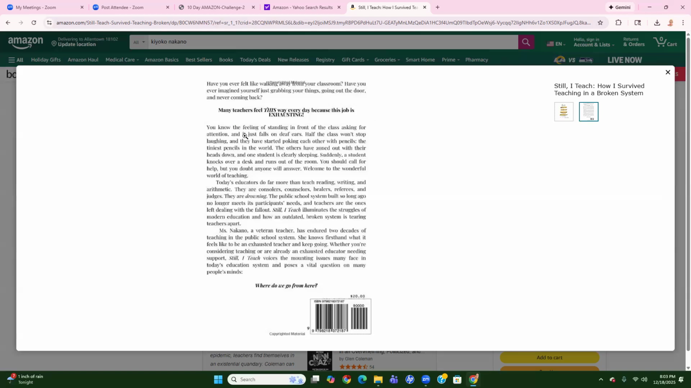Then she says, you know the feeling of standing in front of the class asking for attention and it falls on deaf ears? Half the class won't stop laughing and they started poking each other with pencils, the tiniest pencils in the world. The others have zoned out with their heads down, and one student is clearly sleeping. Suddenly, a student knocks over a desk and runs out of the room. You should call for help, but you doubt anyone will answer. Welcome to the wonderful world of teaching.